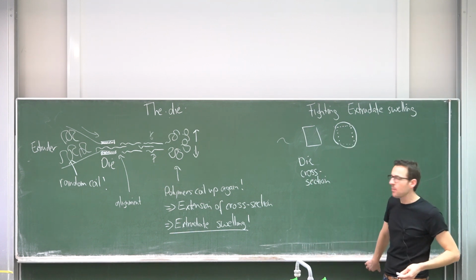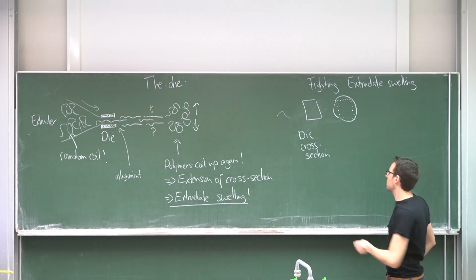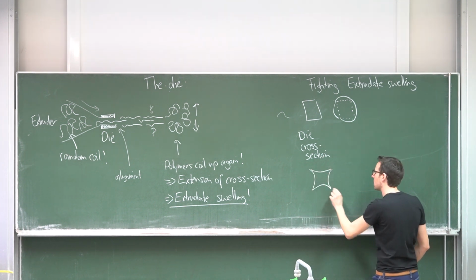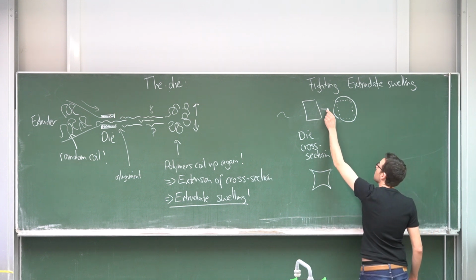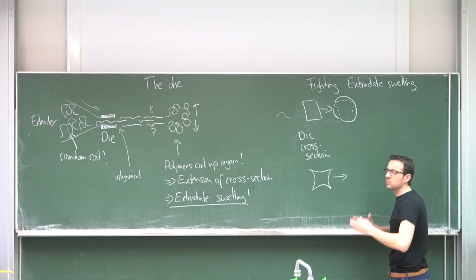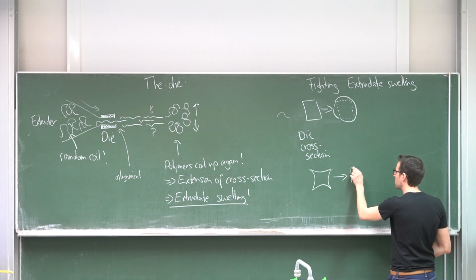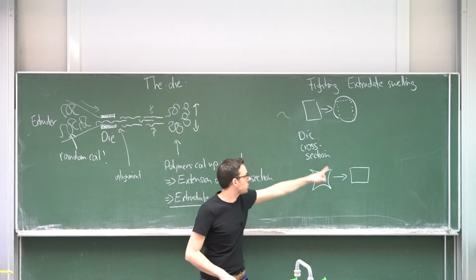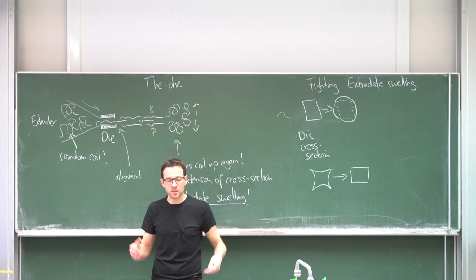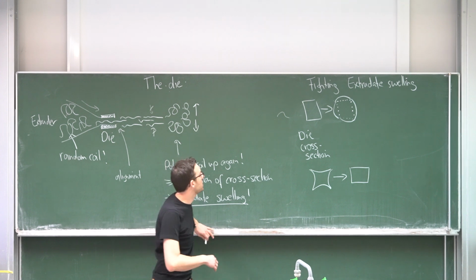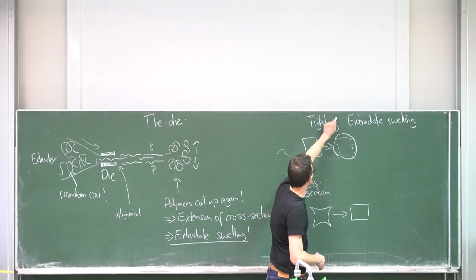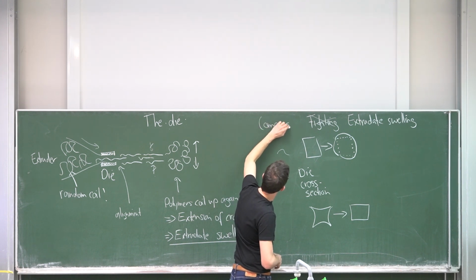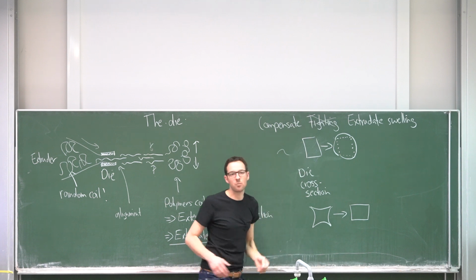If you know that it will swell up, you can simply change the shape of your die. And if you now shape your die in a concave way, then it will swell up, but it will swell up into your desired cross-section. And this is what you do to overcompensate or to compensate for this extrudate swelling. So actually we don't fight it, we compensate it.